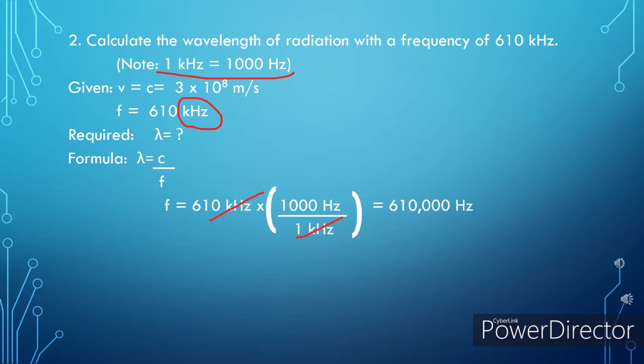This time we're going to substitute the value of c, which is 3 times 10 raised to 8 meters per second, divided by 610,000 hertz, or 6.1 times 10 raised to 5 hertz. And once we divide these values, we will get the value of wavelength, and that is 490 meters.